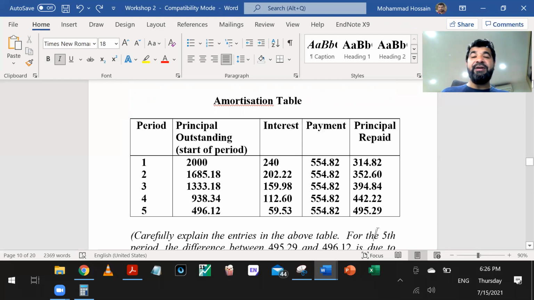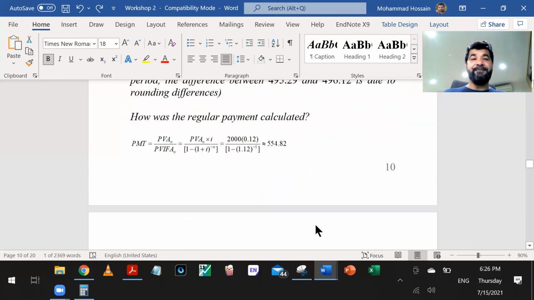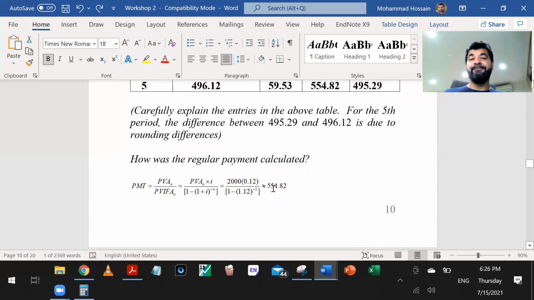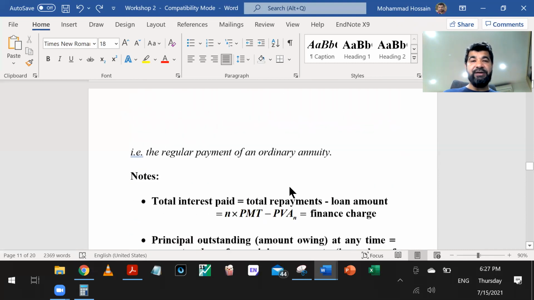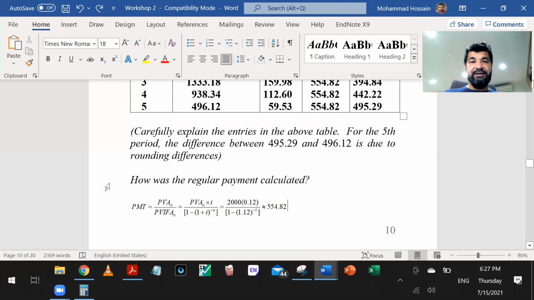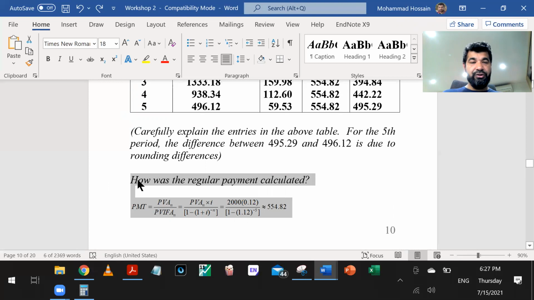Now you can ask me how we get this number. Do we get it from here? How much will the payment be? Like we did a couple of minutes ago, we showed you that present value of the annuity divided by the present value interest factor of an annuity is the formula we use to calculate the payment. The payment is 554.82. Actually, we should show you this payment calculation first, then show you the table. That would be nicer for understanding. How was the regular payment calculated? Yeah, this is what we should show you. Let's take it.